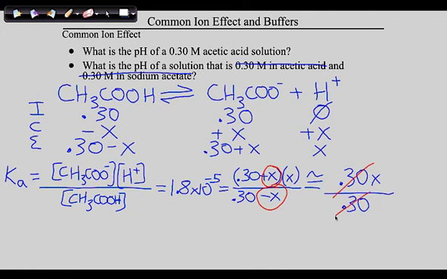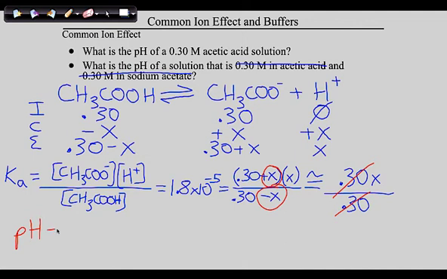Right? Why did they cancel? Because the molarities are the same. You're going to learn something very important in just a minute, so pay attention. These canceled, and what is x equal to? 1.8 times 10 to the negative fifth, which is what? Ka. So now, guys, let's do this.